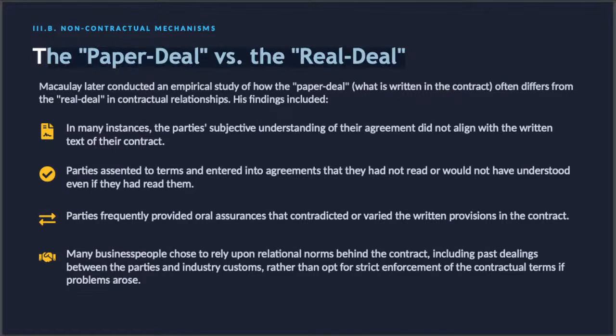And the paper deal versus the real deal. Macaulay later conducted an empirical study of how the paper deal, what is written in the contract, often differs from the real deal in contractual relationships. His findings included many instances where the parties' subjective understanding of their agreement did not align with the written text of their contract. The parties assented to terms and entered into agreements that they had not read or would not have understood even if they had read them. Parties frequently provided oral assurances that contradicted or varied the written provisions in the contract.